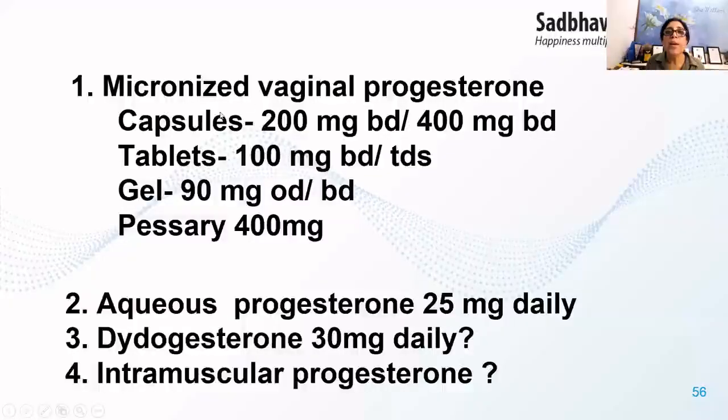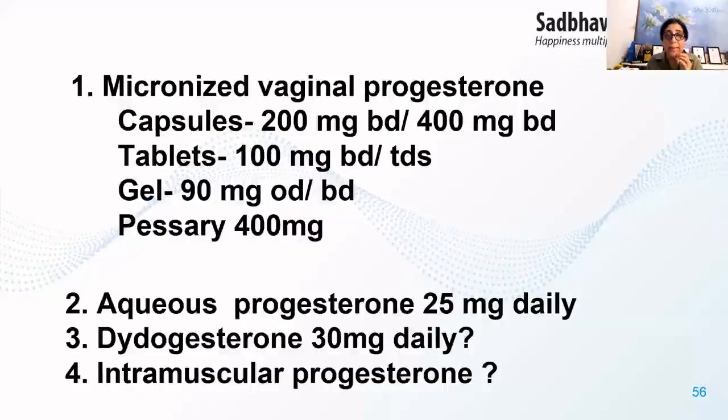Then, which progesterone do you need to give? In natural cycles, we are supplementing, so we don't need to give a very high dose. Anything micronized vaginal progesterone, 200 BD, 400 BD, tablets 100 BD, 100 TDS, they all have been reported in literature. The progesterone gel, 90 milligram OD, a pessary. Then aqueous progesterone, maybe not, it's not the drug of choice. If any one of you is using it regularly, we'd like to have your inputs regarding it.